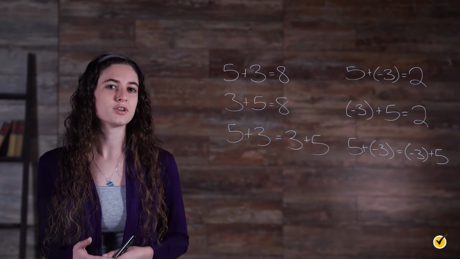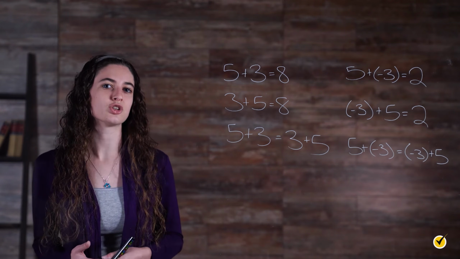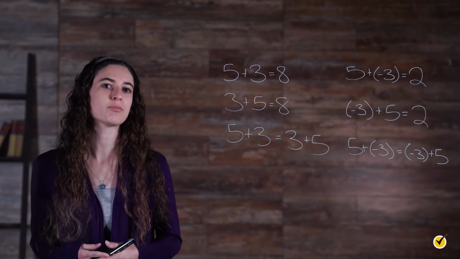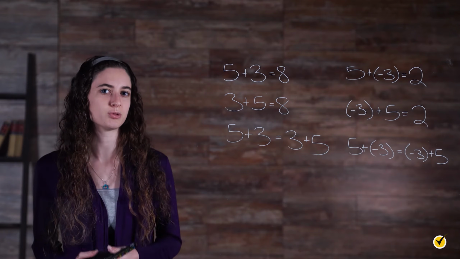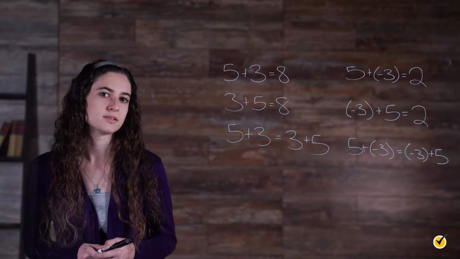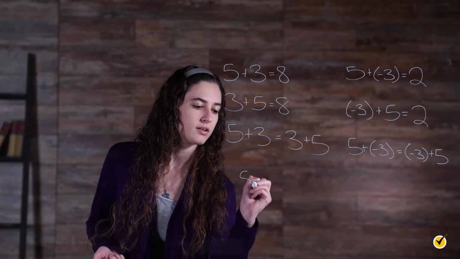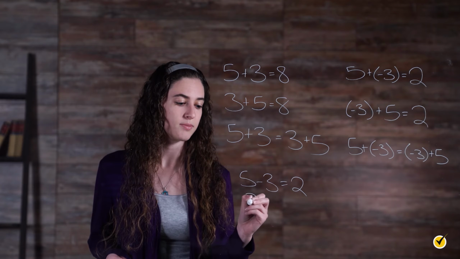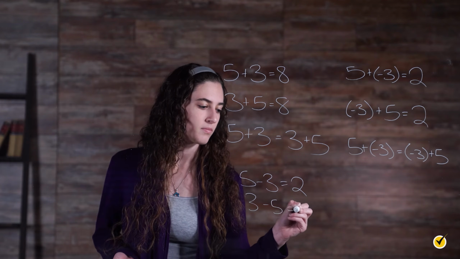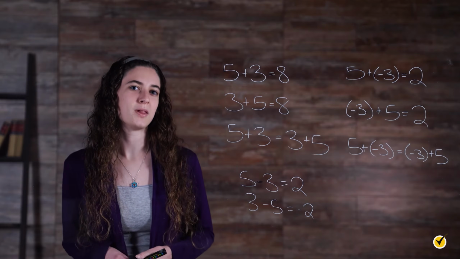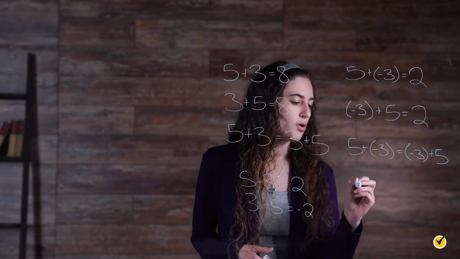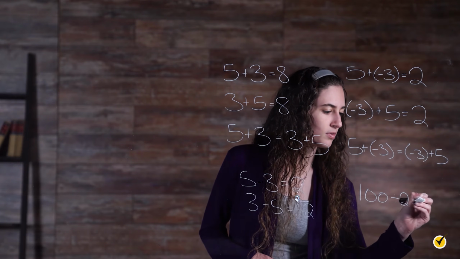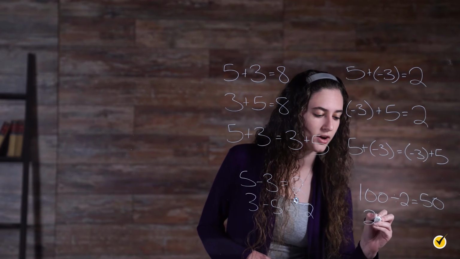Note that there is a very important distinction between the addition of a negative integer and the operation of subtraction. It is important to note this distinction because the commutative property does not apply to the operation of subtraction. For instance, 5 minus 3 does not yield the same as 3 minus 5. This property also does not apply to division. 100 divided by 2 does not equal 2 divided by 100.